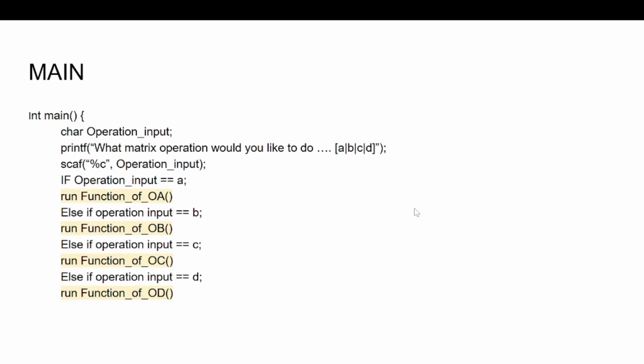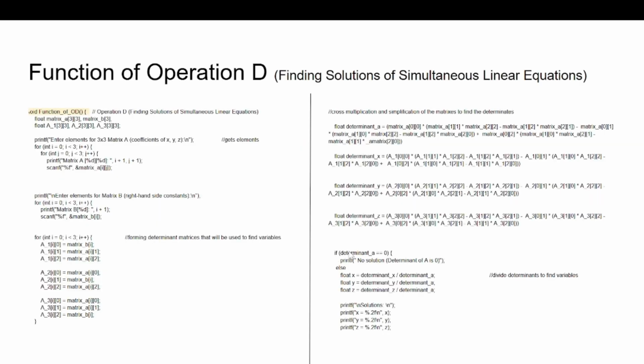And then afterwards it checks if the determinant is 0. If it is 0, then it's no solution. If it's not 0, then we just take the actual value of the determinant x and the actual value of the determinant A and divide them. And that's what gives us our values for x, y, and z. And they are printed down here.